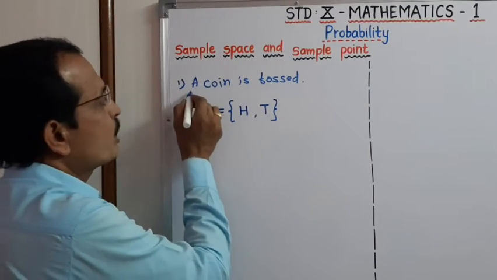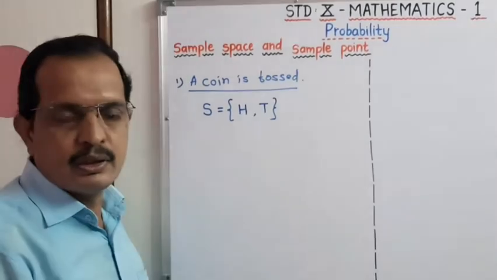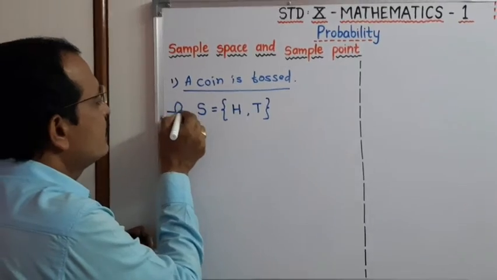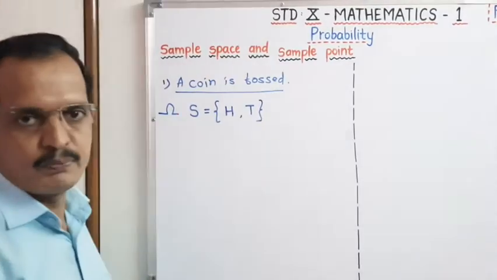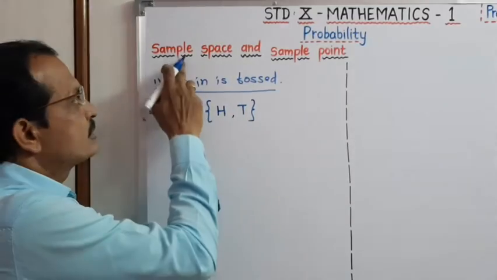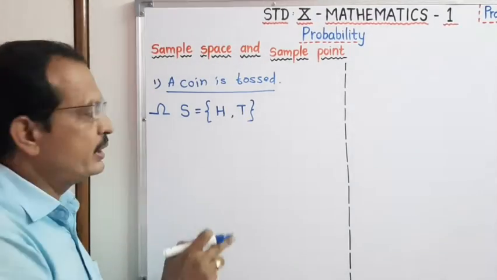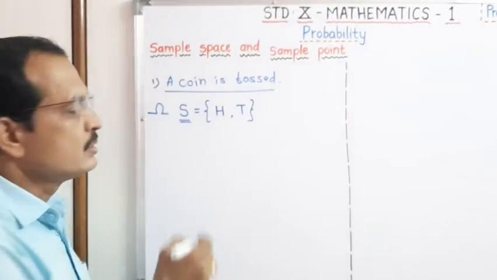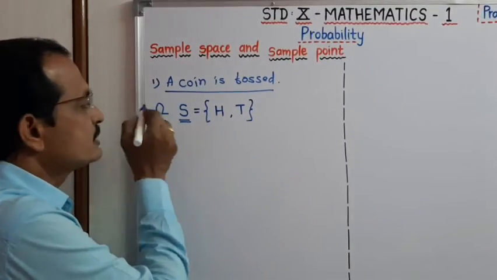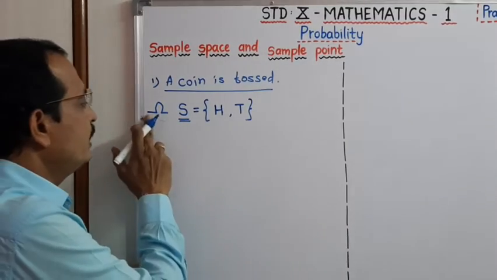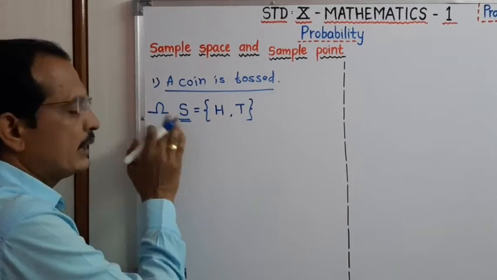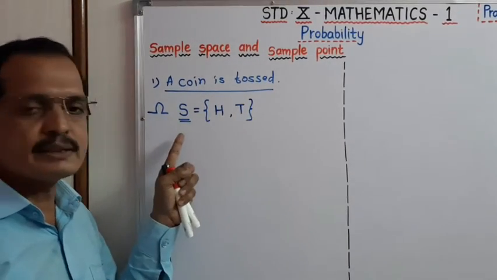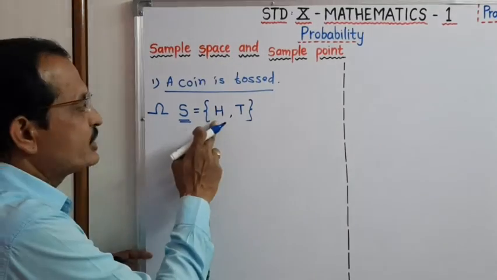The sample space for any random experiment is denoted by capital S. It is also denoted by this symbol, which is known as omega. Either one we can use, generally we use the letter S. Now for the experiment a coin is tossed, what is the sample space? The sample space is H and T.